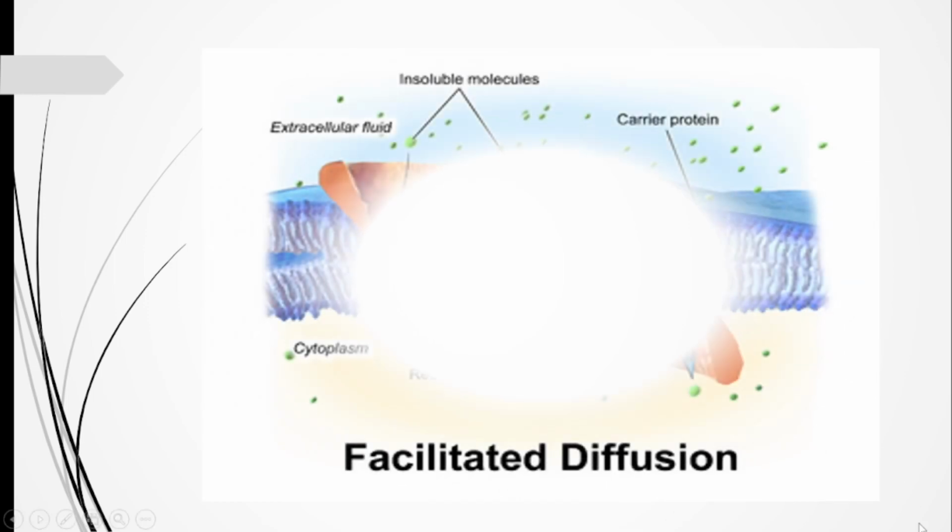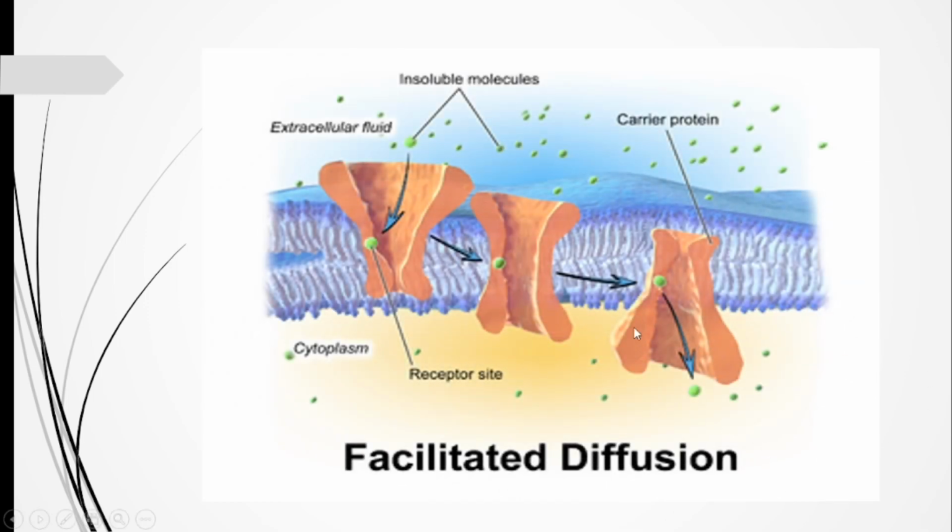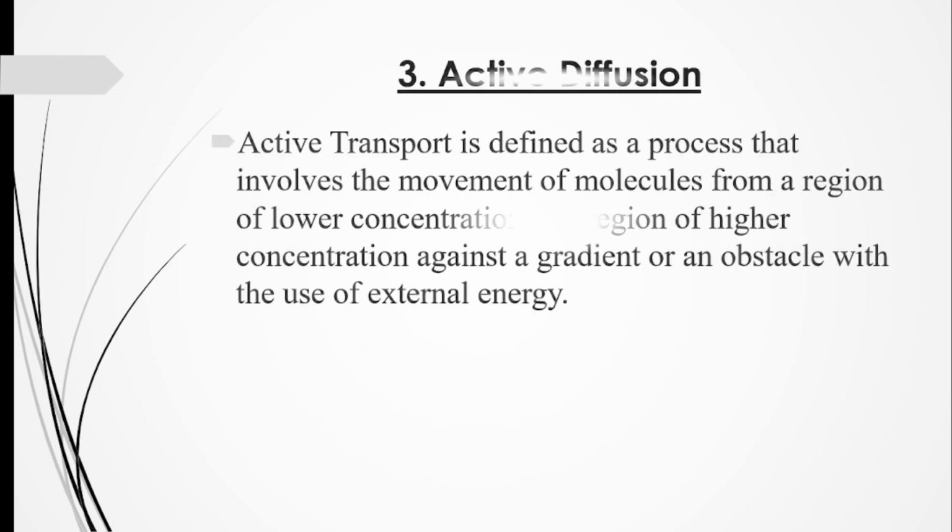Here in this picture you can see that this is the carrier protein, and with the help of this carrier protein, the drug gets absorbed or crosses the cell membrane. Then we have active transport or active diffusion.